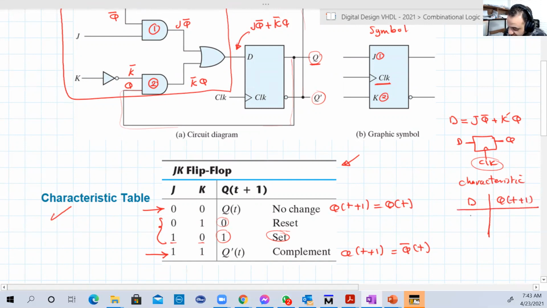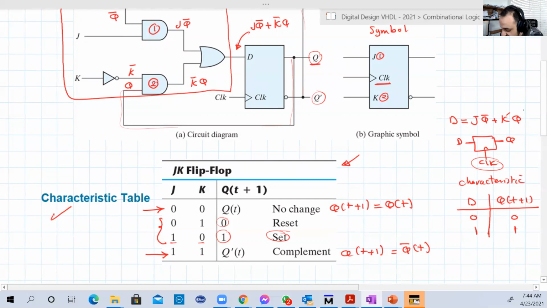So if D is 0, Q of T plus 1 will be 0. If D is 1, Q of T plus 1 will be 1. That's it. You know, it's really easy. That's why we didn't do it, basically, because we just explained it orally. But here it is.